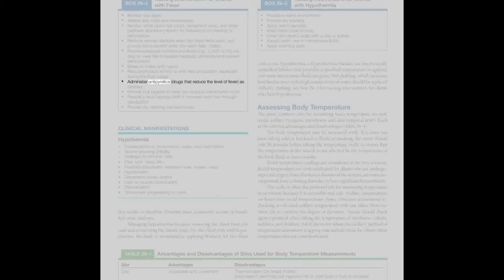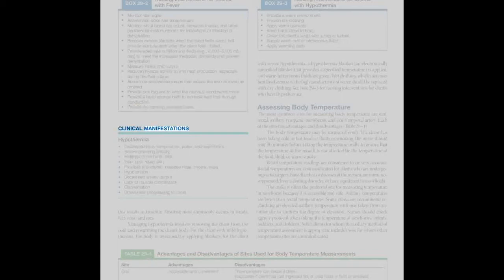Administer antipyretics, drugs that reduce the level of fever, as ordered. Provide oral hygiene to keep the mucous membranes moist. Provide a tepid sponge bath to increase heat loss through conduction. Provide dry clothing and bed linens.